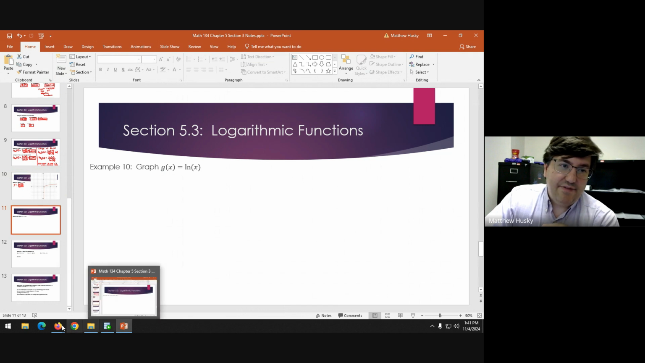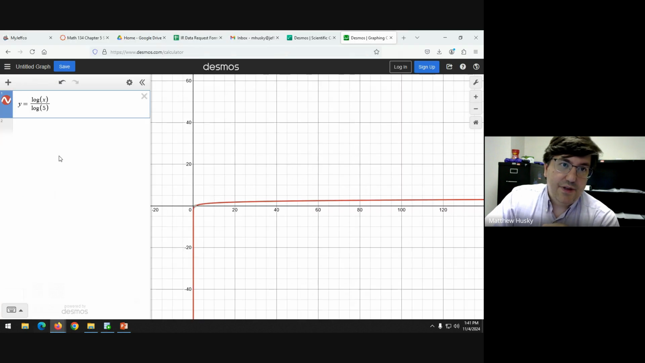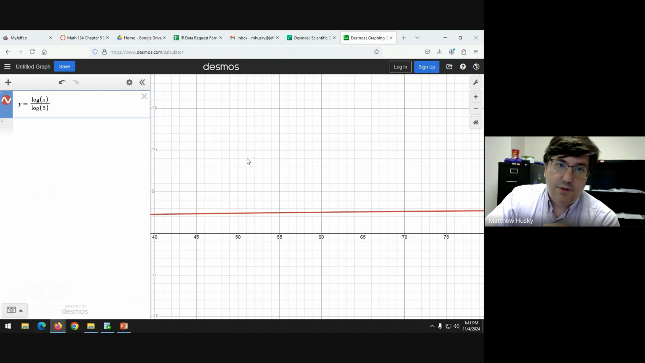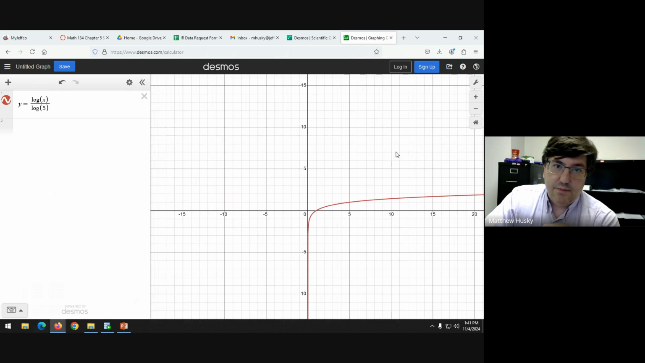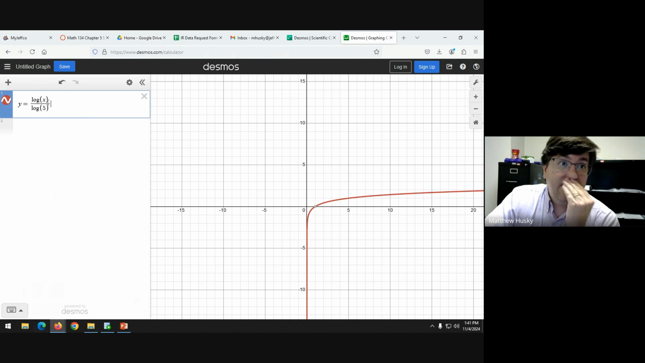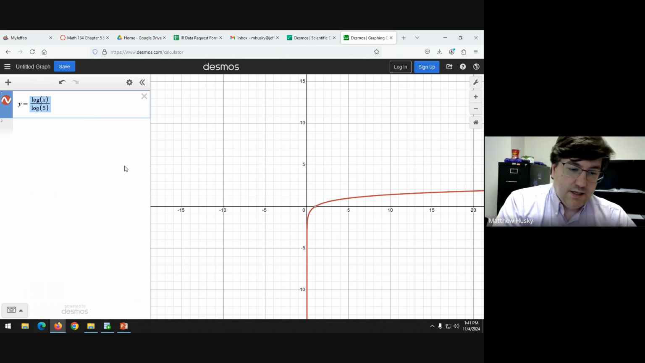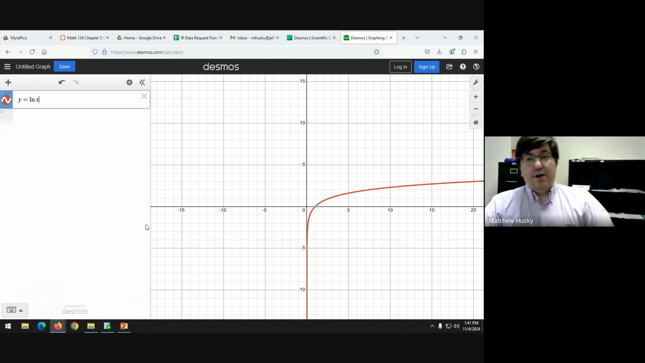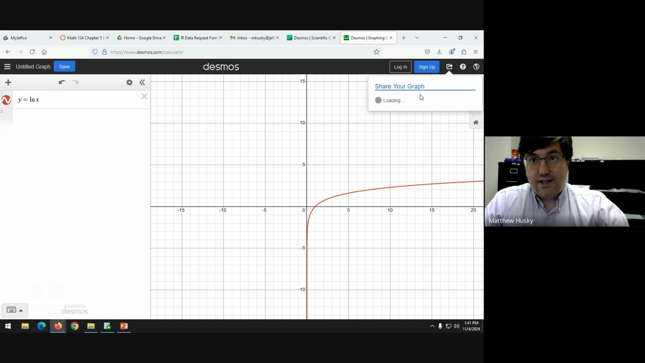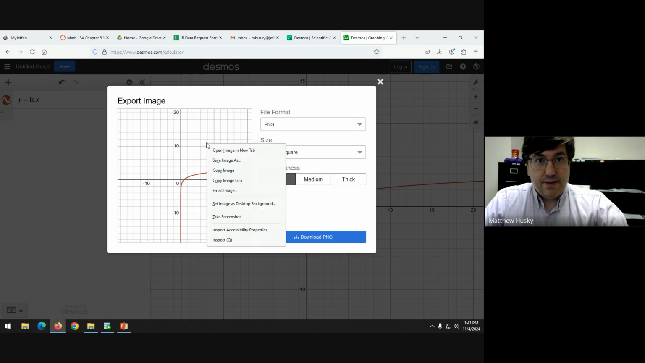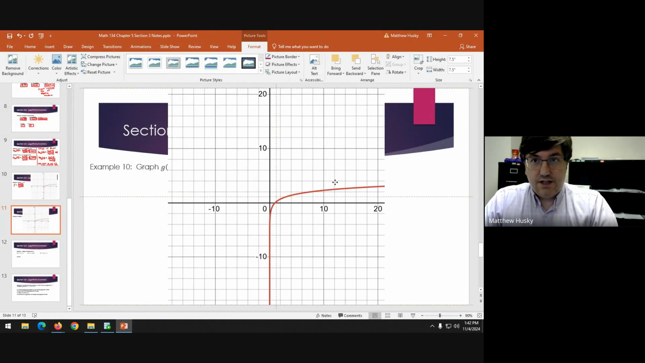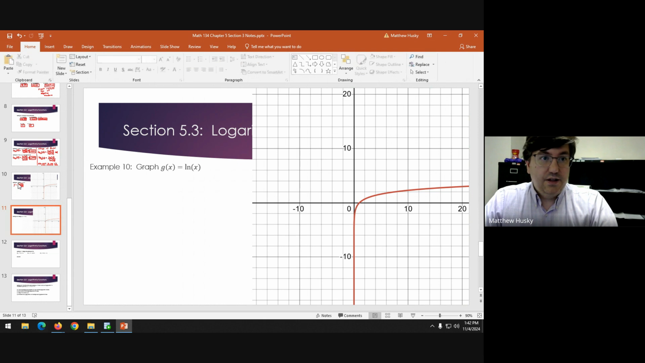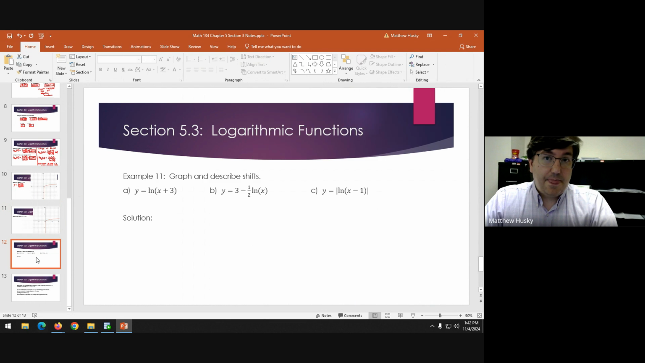Here they ask us to graph ln of x, so we can do that without a whole lot of trouble. Let's go back to a more standard looking window here. So there you go. That's what ln of x looks like. Let's copy this image. Ta-da! There you go. Shouldn't be too hard for us.